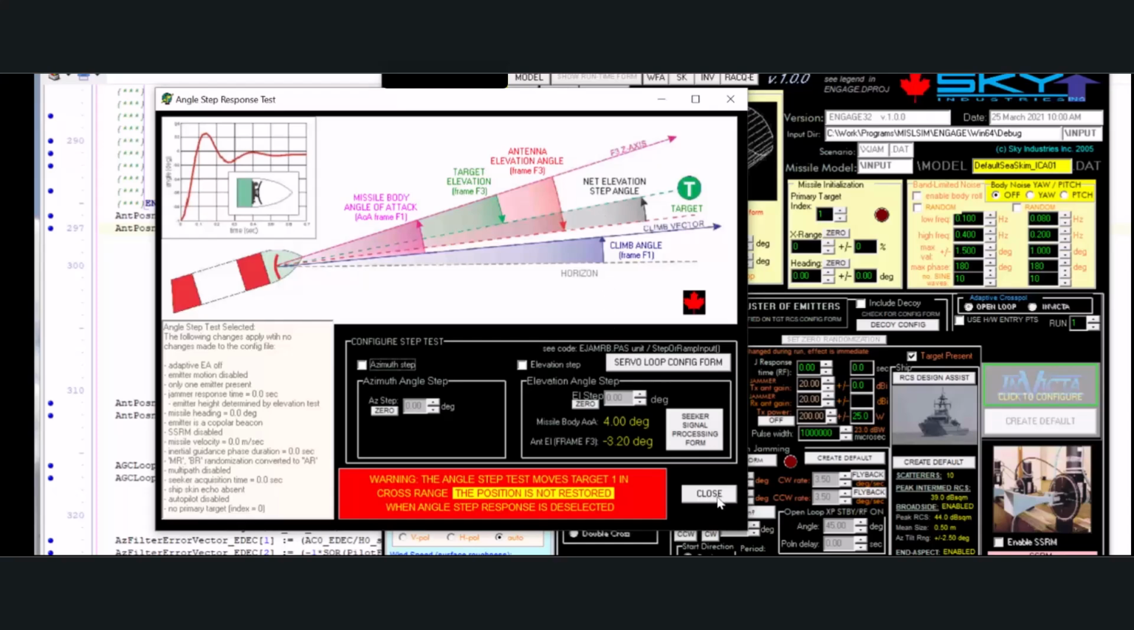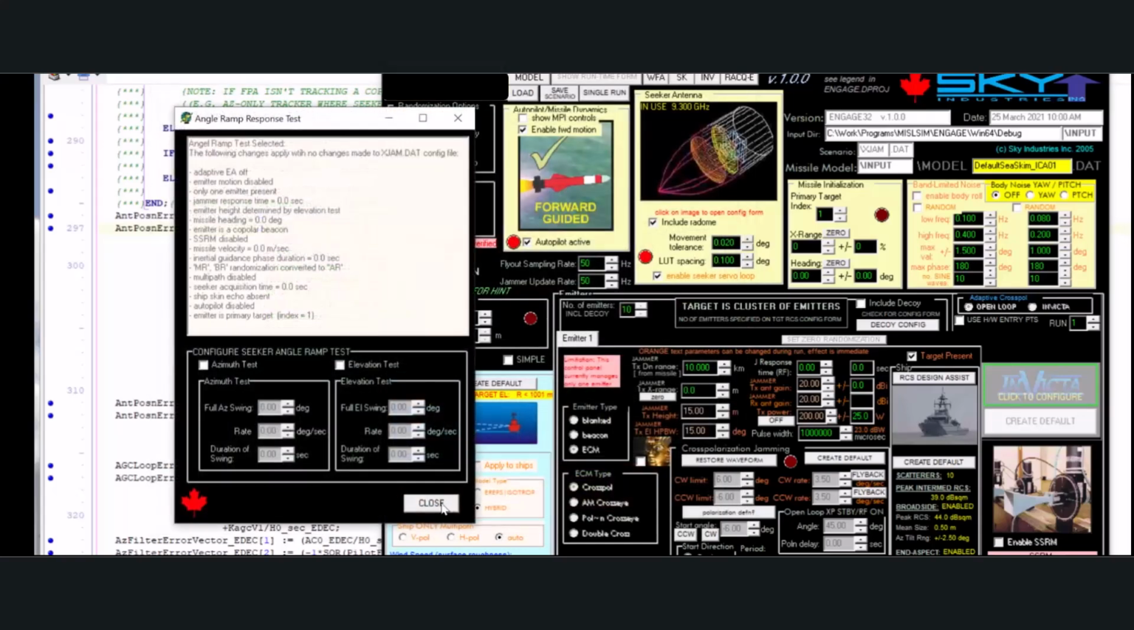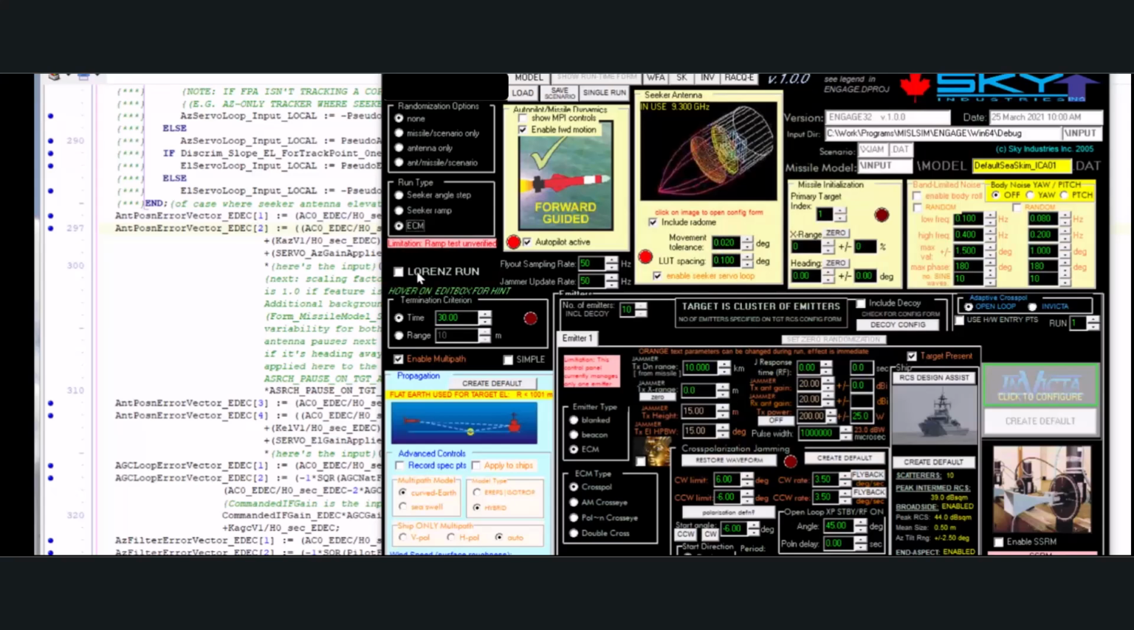We could do an angle step response, or we could do a ramp response, or we could use ECM, which is normally what you think we'd use it for. Lorenz run, look it up, doesn't matter. The essential idea is, suppose you do an interesting run and some randomization was turned on. So we don't know exactly, well, we can find out. We don't know exactly what the software chose for all in-play parameters.